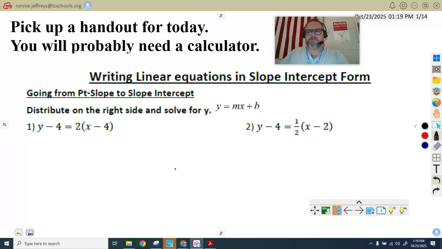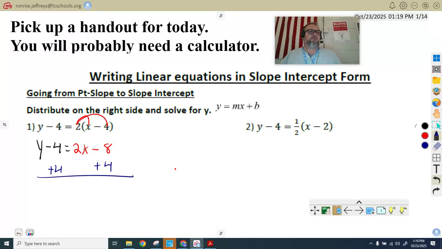All right, so point slope form. This is, if we get in the Wayback Machine, this is what we did on Monday. We were stopping here, and then we kind of did some slope stuff, and now we're back. We leave the left side alone. 2 times x is 2x. 2 times 4 is 8. And we finish solving. It says distribute on the right side, solve for y. That's literally it. Now, if you try to add 4 to 2x, you're in the wrong place.